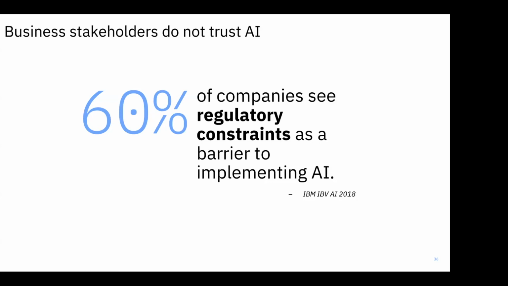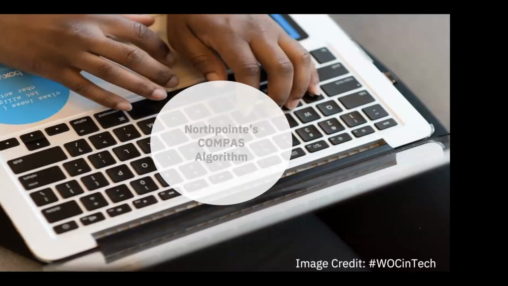60% of companies or business stakeholders, I would say, see the regulatory constraint as a barrier to implementing AI, which is actually a very interesting number. And just to give you another example, just to really sense the importance of this concept, many years ago, for the justice system, they actually tried to use a software that was called Compass. And this kind of automated system helped them to score the criminals and decide whether they should be freed or they should be kept in jail before the actual trial day.